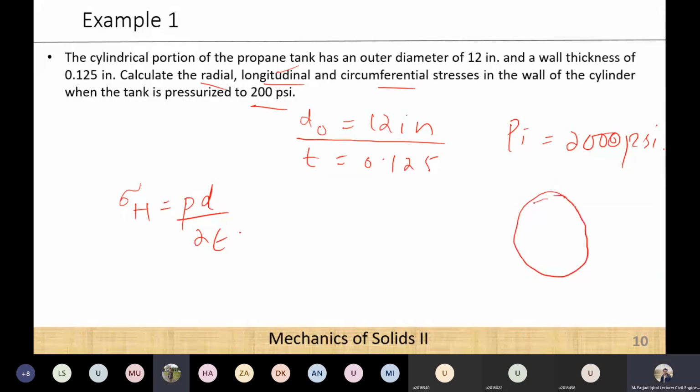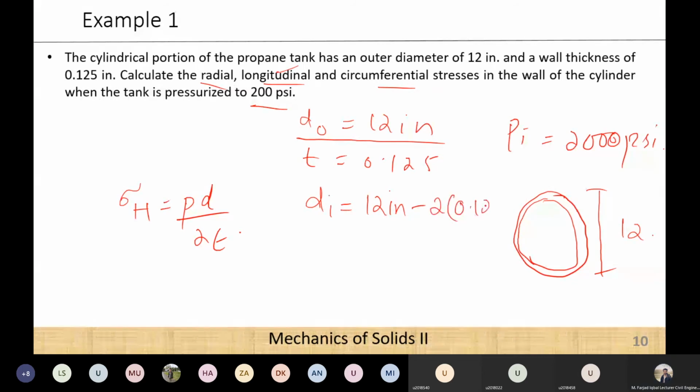For example, this is a cylinder. Yes, outer minus thickness. So the inner diameter will be the outer diameter minus the thickness. We have to subtract the thickness twice, from top and from bottom as well, right? So what will be the inner diameter? Just give me the answers quickly, because this is very simple and there is no complication. 11.75. So the inner diameter is 11.75 inch.